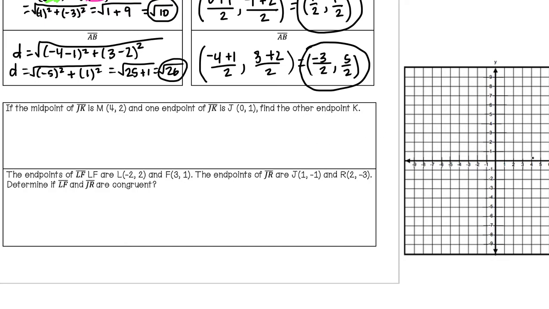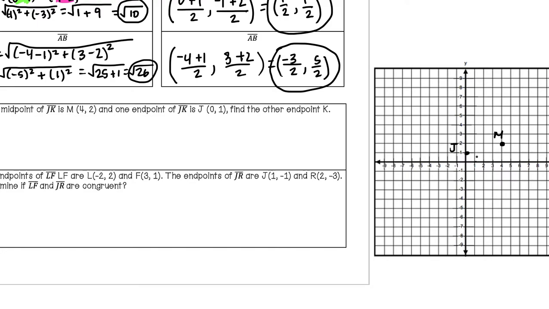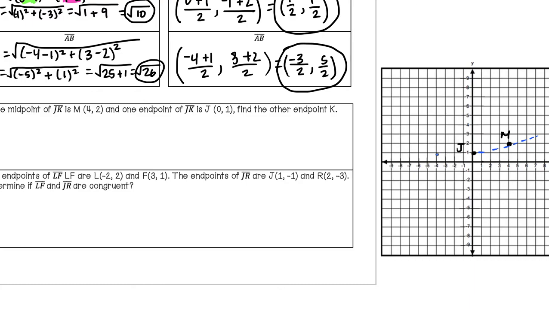The first way you could do is to put this on the graph. So I'm putting point M at (4, 2), and point J is at (0, 1), which is right here. So we're trying to figure out where the other endpoint K would be. Well, M is the midpoint, so this segment is starting to go in this direction, and we're looking for about where the endpoint would be. You might be able to estimate it there, but then you can check it algebraically to make sure that it makes sense.